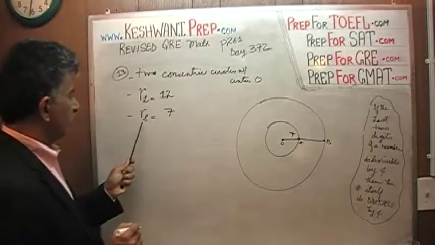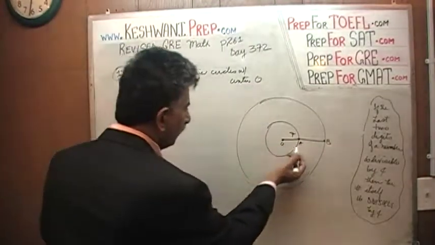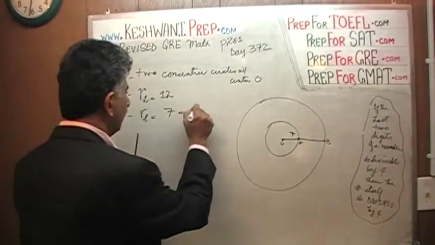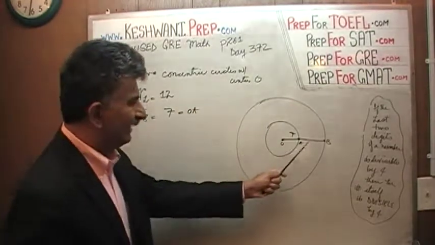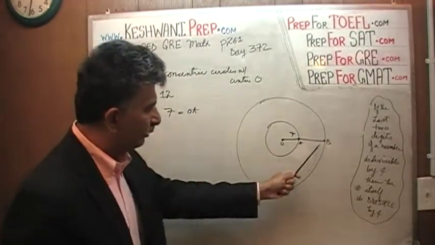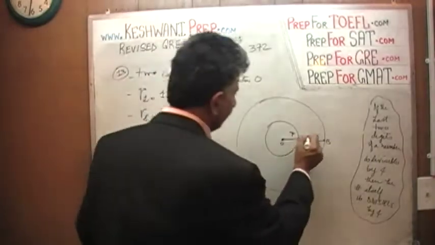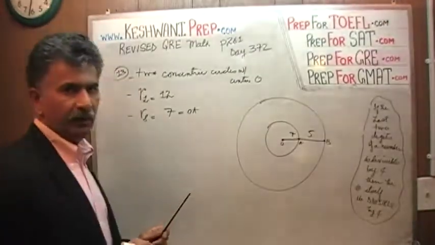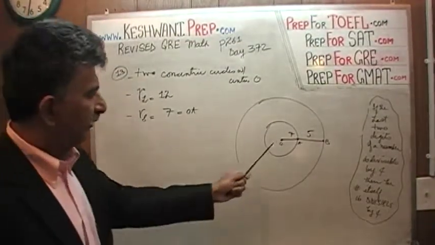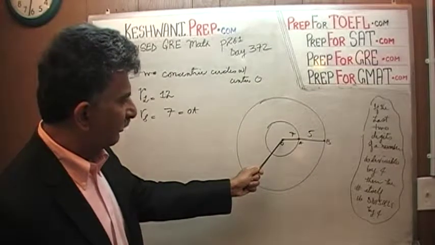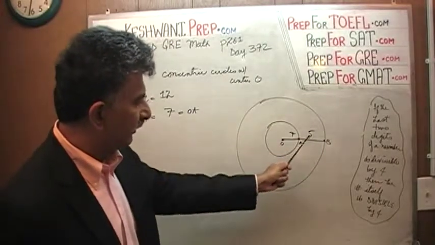So the radius of the small circle is 7, which means O to A is 7. How much is A to B is what I'm asking you. How much is A to B? A to B is 5. A to B is not 7. A to B is not 12. A to B is 5, because the radius of the large one is from here all the way to here, which is 7 plus 5.